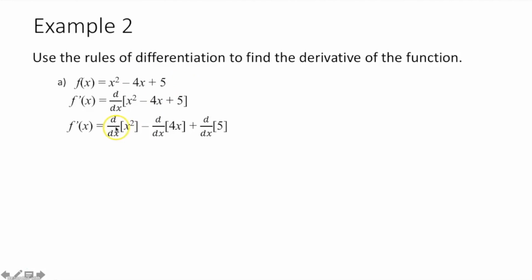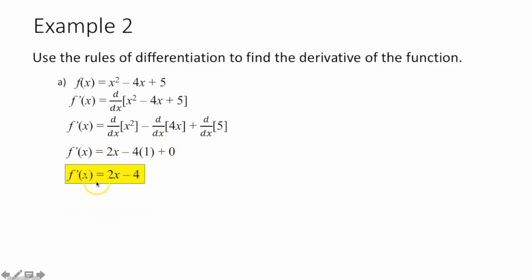So here, if I want the derivative of x squared, using the power rule, that's going to be 2x to the 1st power. If I want the derivative of 4x using the constant multiple rule, I'm just going to take the derivative of x, which is 1, and then multiply it to 4. Over here, derivative of 5, that's a constant, so that's going to be 0. So here I have 2x minus 4 times 1 plus 0.